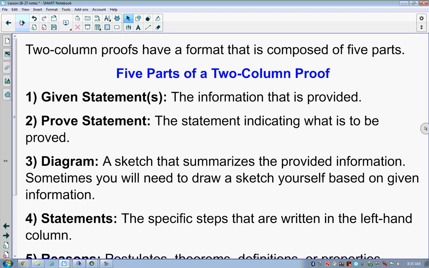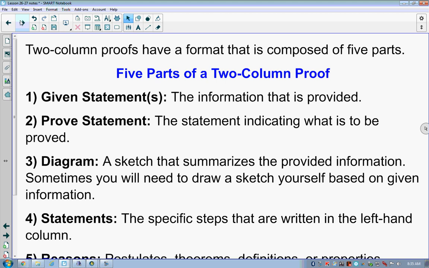Sometimes it's "what is the measure of angle 1," which includes solving for x, but it doesn't stop there. So I want to look at what they're asking me to prove. Then I have a diagram, a sketch that summarizes the provided information. Sometimes you'll need to draw a sketch yourself based upon the given information.